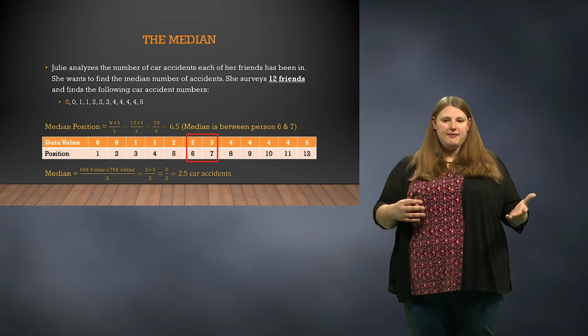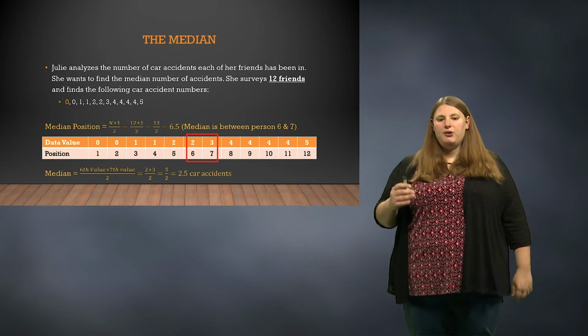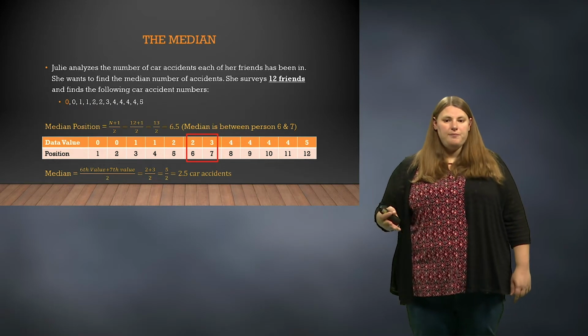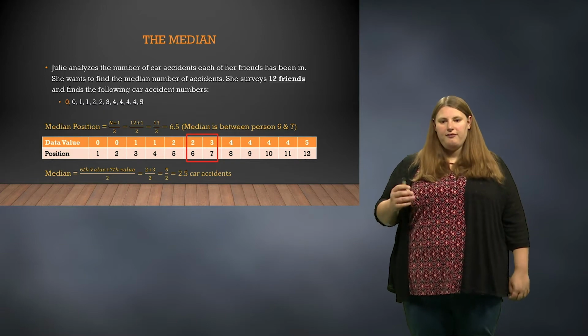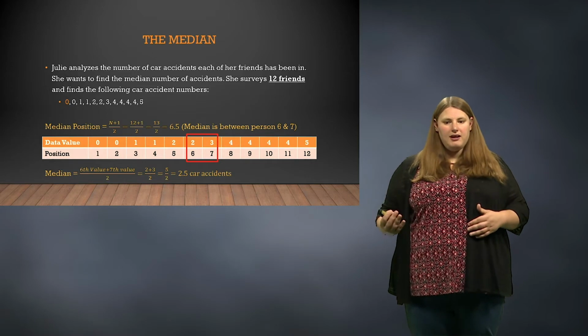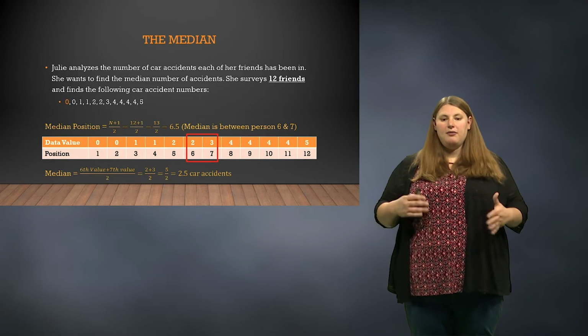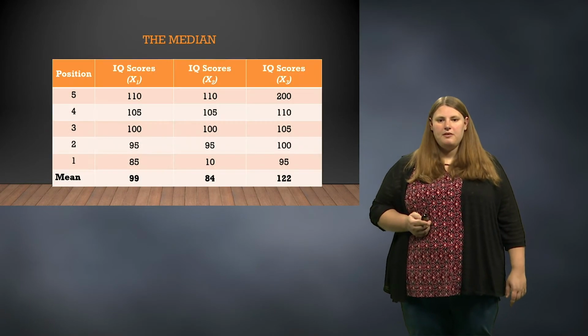Now we use the mean calculation you just learned to find the average between the two. We take the 6th value plus the 7th value, which is 2 plus 3, and then we divide by 2. That's going to give us 5 over 2, which gives us a median value of 2.5 car accidents. So there is one extra step when the data set includes an even number of values that we don't have to take when the data set includes an odd number of values. Just something to keep in mind.